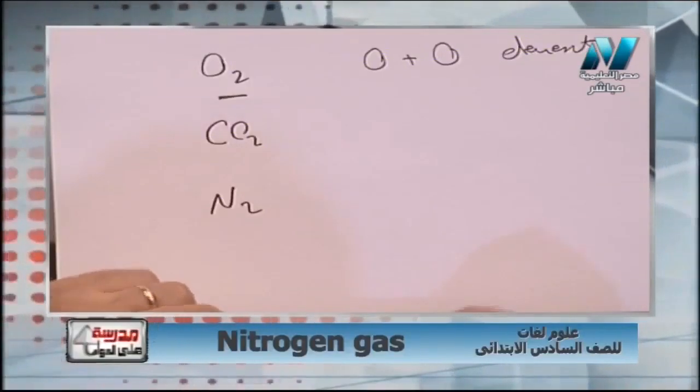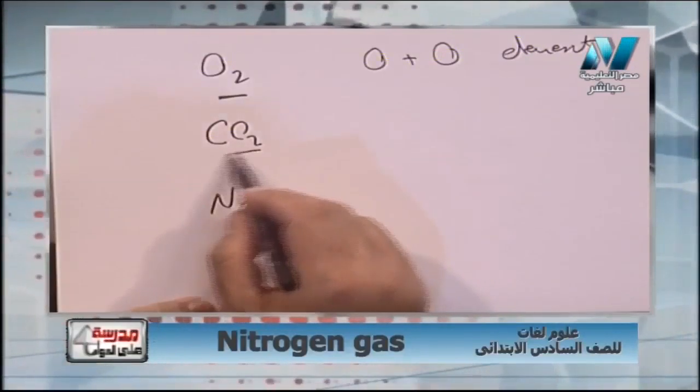Oxygen gas, as we know, consists of 2 atoms of oxygen, so it will have oxygen atom and oxygen atom. So it will be an element. Why is it an element? Its name is O2. So O2 means it consists of 2 atoms of oxygen, both of the same type, so we call it an element.